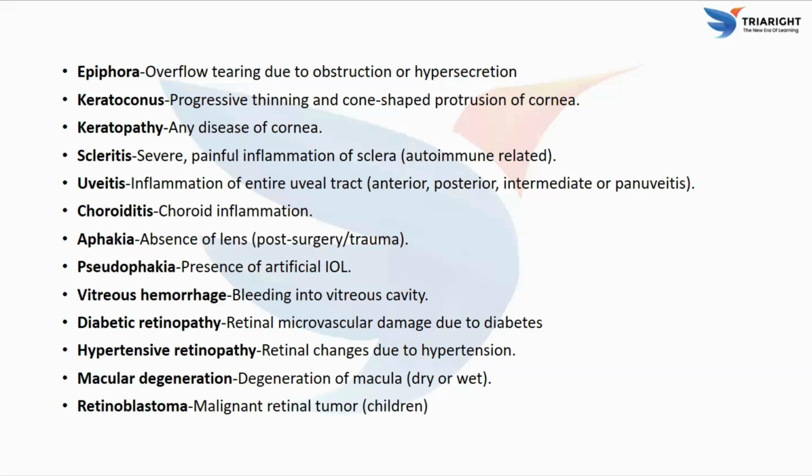So next is pseudophakia, the presence of an artificial intraocular lens after cataract surgery. So pseudophakia is one of the most common eye surgery findings. So next is vitreous hemorrhage. Hemorrhage is nothing but bleeding. So bleeding in the vitreous cavity. So what are the common causes of the vitreous hemorrhage? Diabetic retinopathy, retinal tears, trauma, and also posterior vitreous detachment.